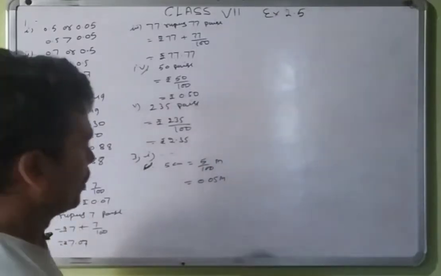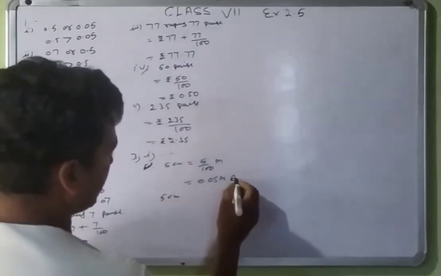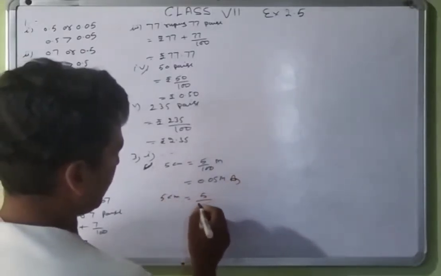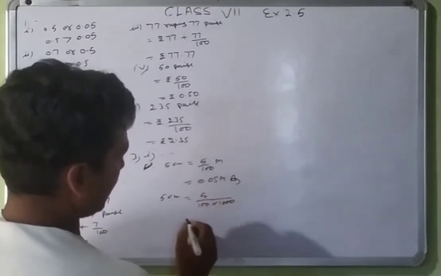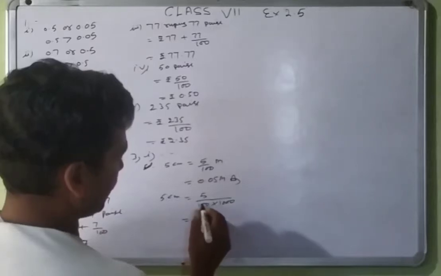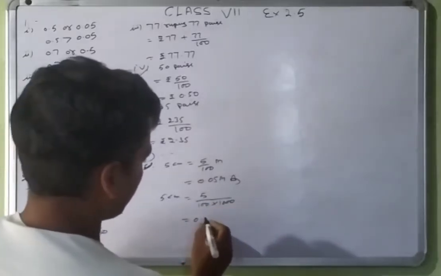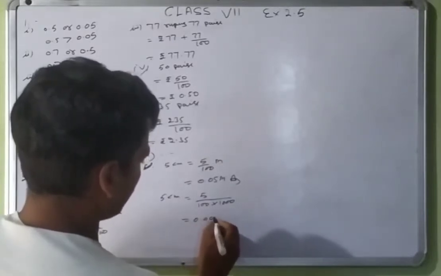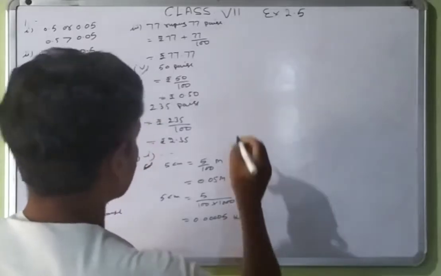In kilometer also. So 5 centimeter is equal to 5 upon 100 meter, and 1 kilometer is equal to 1000 meter. So that is 0 decimal 1, 2, 3, 4, 5. So that is 0.00005 kilometer.